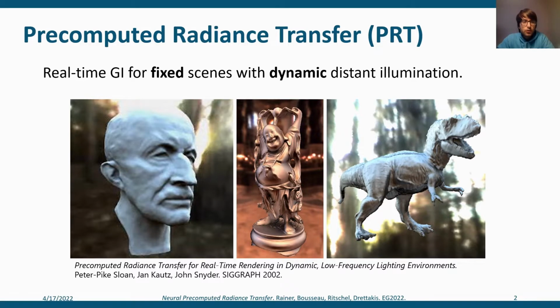PRT is a solution to the problem of rendering global illumination in real time in situations where the compute budget is not sufficient to do full path tracing in real time. By fixing some of the scene variables, in this case the geometry and the materials, and pre-computing rendering functions for that fixed scenario, PRT allows dynamic viewpoint and environment lighting at runtime and achieves real-time global illumination.